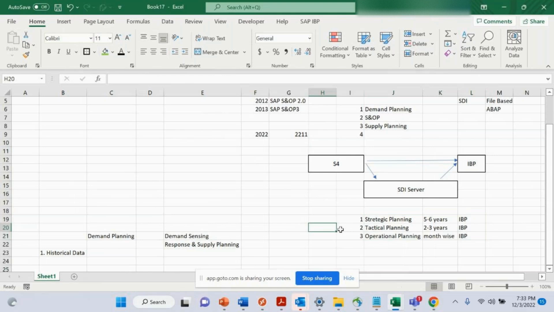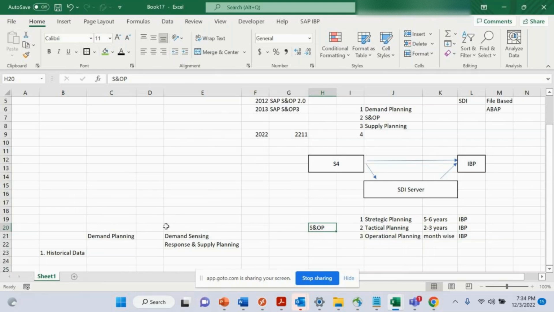SNOP fits in the second level because the SNOP module is mostly used in every business where they are establishing IBP. Whether as of now they are doing the planning on an Excel basis, they try to implement SNOP first, because SNOP is the base of every planning. It has demand planning and supply planning as well, but with some limitations.